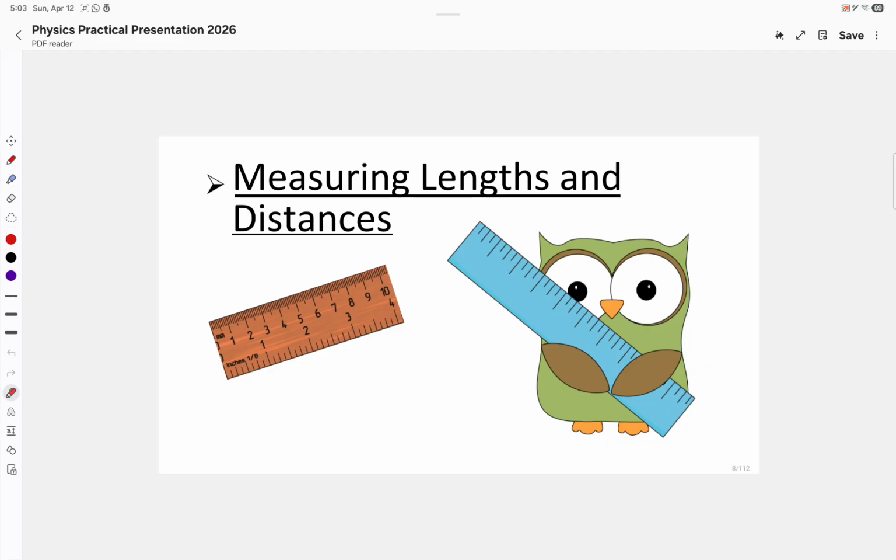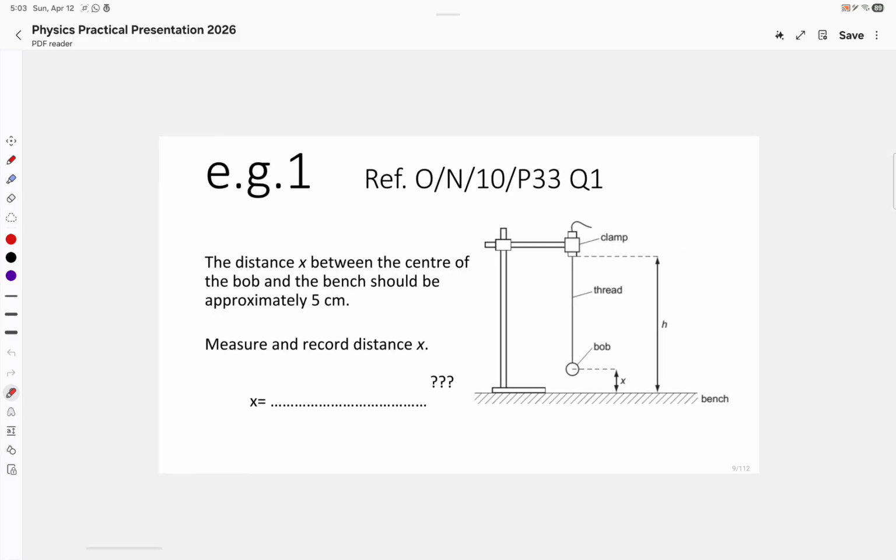Either you are measuring height, length, or distance, the way of writing the answer will give the examiner the realization that you know how to write a measured value. For instance, this is a reference from October November 2010, paper 33, question number 1.